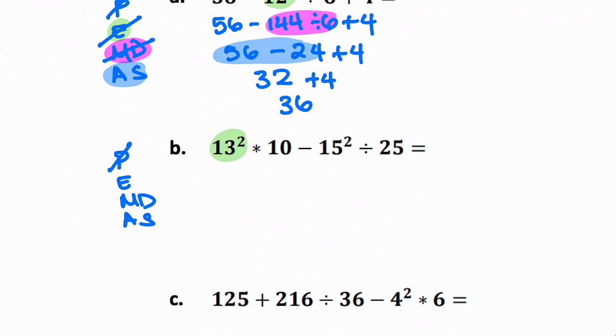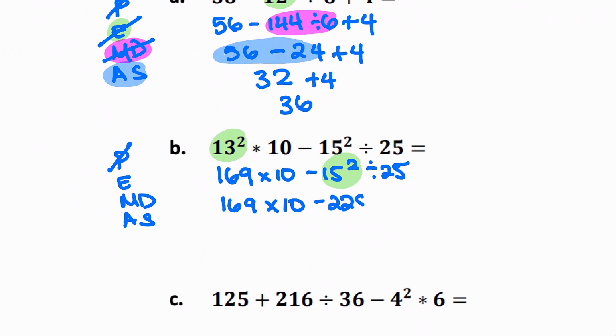So I'm going to go ahead and take 13 and square it. 13 times 13 is 169 times 10 minus 15 squared divided by 25. Now that I have that done, I'm not done with the exponents. I have a 15 squared here. 15 times 15 is 225, so 169 times 10 minus 225 divided by 25. All right, looks like we are done with exponents.